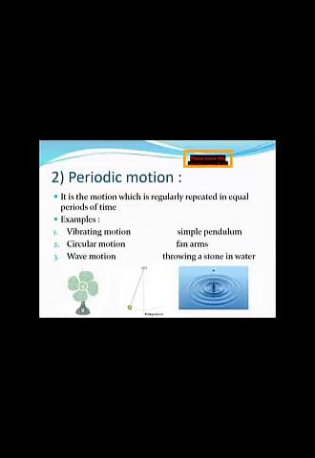The second type of motion is periodic motion. Periodic motion is a motion which is regularly repeated in equal periods of time. For example, the vibrating motion of a simple pendulum, or circular motion, like the blades of a fan when it is turned on, or the wave motion when you throw a stone in water.